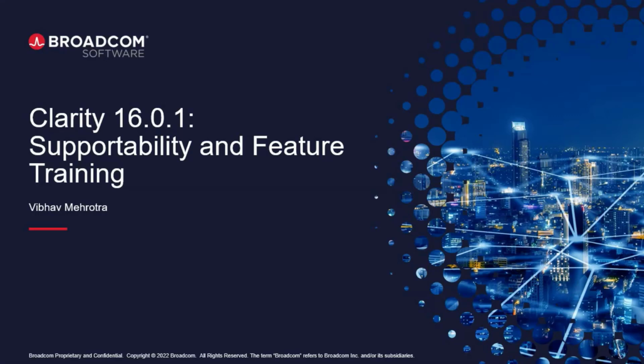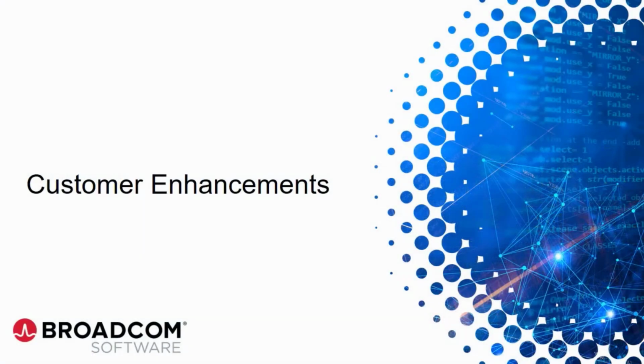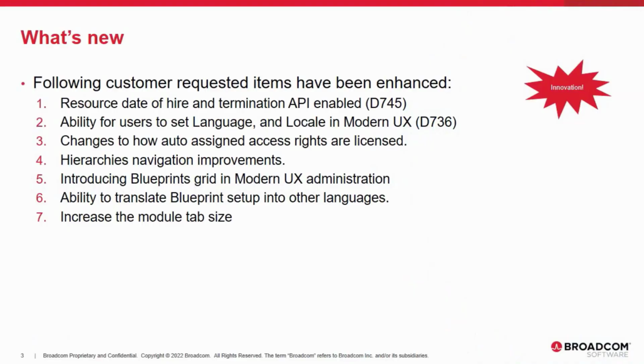I am Vib Mehrotra, and in this section we will be covering the customer enhancements. As part of this release, the following customer requested items have been enhanced. The first is the resource date of hire and date of termination are API enabled. This will allow these two attributes to be displayed in the modern UX. We have the ability for the users to set their own language and locale in modern UX. Both of these came directly from the customer innovation panel, and their numbers are listed right there.